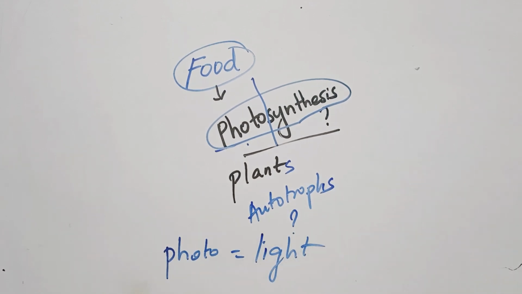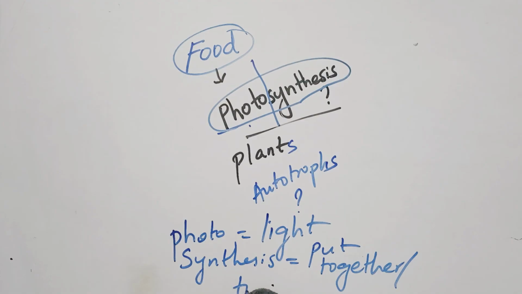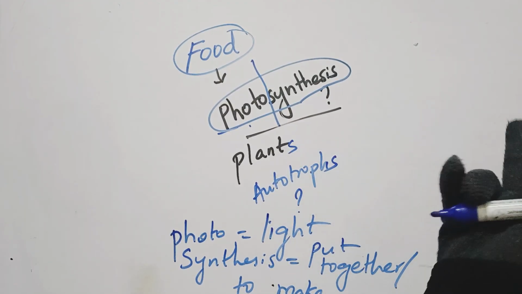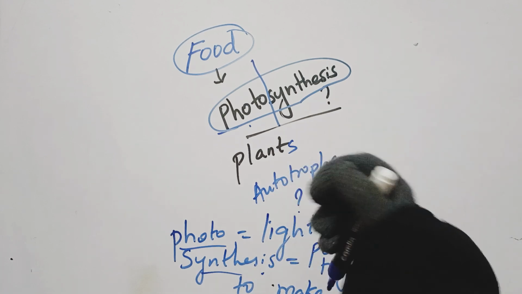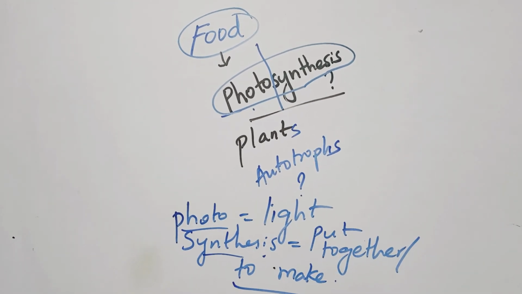Okay, photo is equal to light, and synthesis is nothing but to make or to produce or put together. So what did we say? This word photosynthesis is a combination of two small words. The first little word is photo, the meaning of this is light, and a bit longer word, that is synthesis. The meaning of this is to put something together, to join something together, or to make something. So here, what is being made in this process? Food is being made in this process.